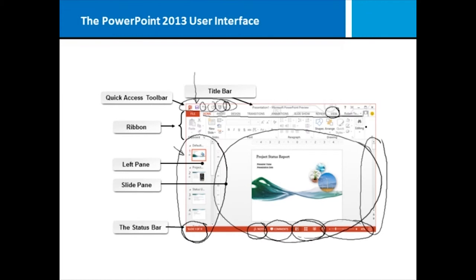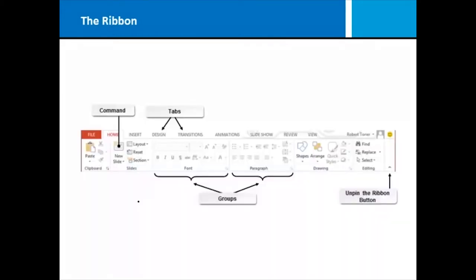We want to take a moment to focus on the ribbon and understand the terminology related to the ribbon. At the top of the ribbon, these are called tabs. And again, as you click on different tabs, the commands that are available under that category switch. So for instance, right now, we are on the Home tab, so we're seeing all of the Home-related ribbon commands.